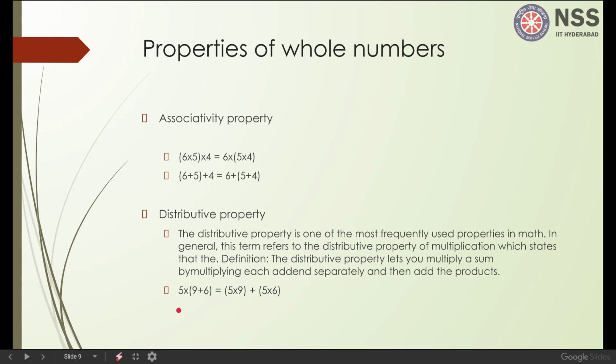So 5 multiplied by 9 plus 6. So 9 plus 6 is 15, and 15 times 5 is 75. Now, if we apply distributive property, we get 5 multiplied by 9 and 5 multiplied by 6. So 5 multiplied by 9 is 45, 5 multiplied by 6 is 30. So adding these two, we get 75.